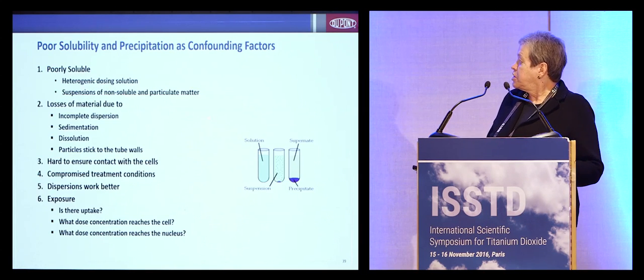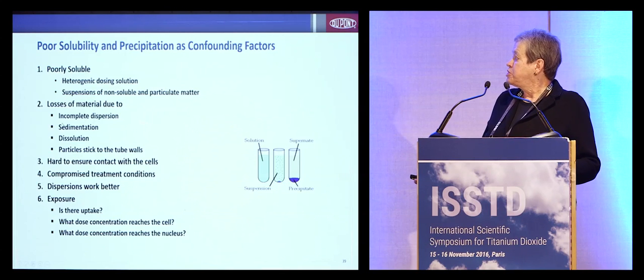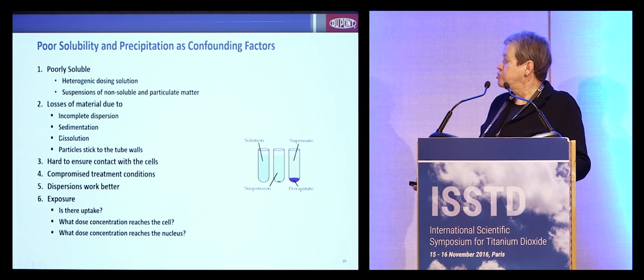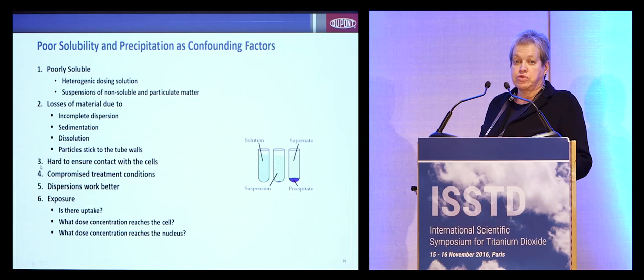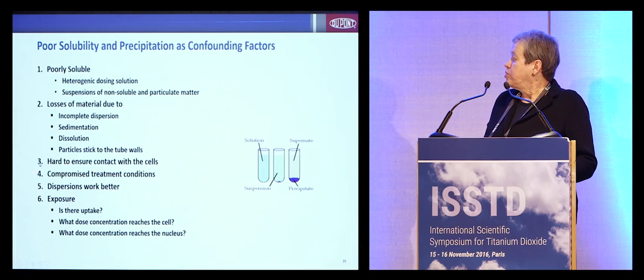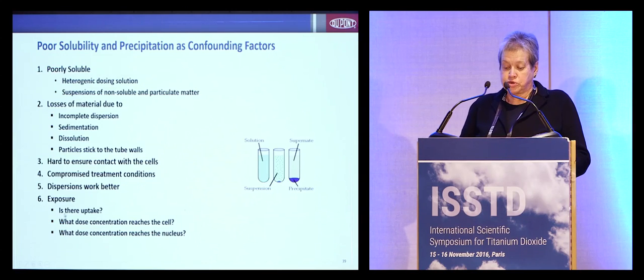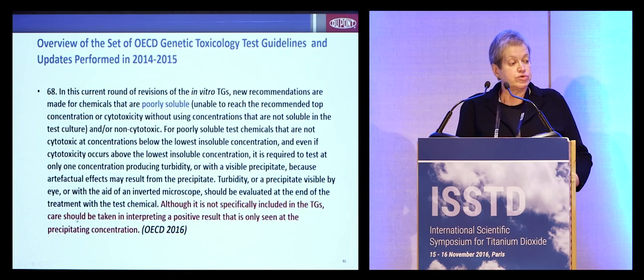You lose material, too. There is incomplete dispersion, sedimentation, dissolution. You can't really ensure contact with the cells. And from this point of view, there is some merit to the statement that if you have a negative result, you should show exposure of the cell. The treatment conditions might be very compromised. You might not be able to remove your material when you want. And the question of exposure is kind of questionable. Which concentrations did we actually use?